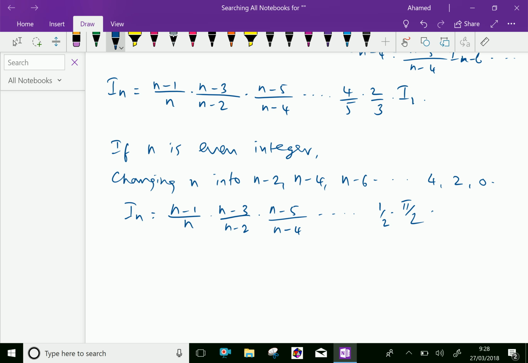This result is the same for the integral of 0 to pi by 2 of cos^n x dx. So we got the reduction formula of the definite integral of sin^n x and cos^n x.